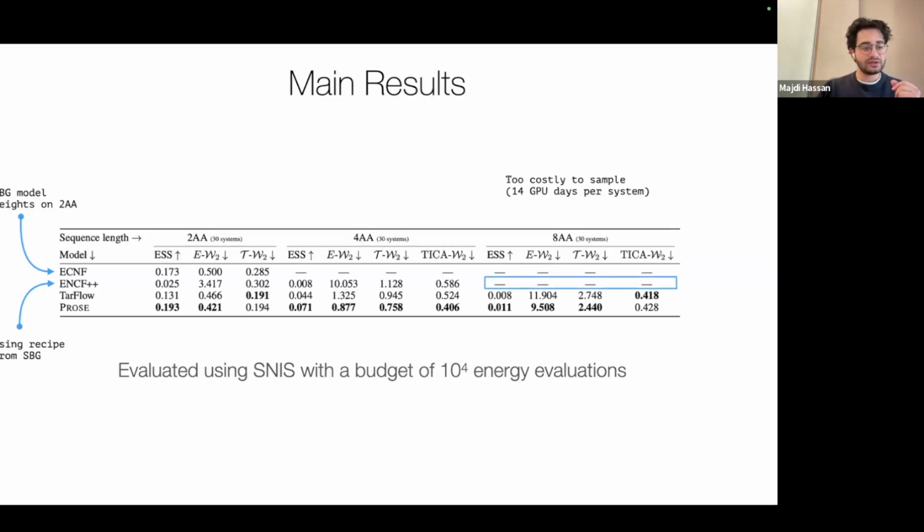We can see also that with ECNF, we were not able to train or sample from octopeptides because it was just too costly. It takes about 14 GPU days to sample per system. Thus, this emphasizes the need for fast likelihood estimation as system sizes grow. And we can also see that Prose overall performs pretty well across all system sizes. And it's, to our knowledge, the first example of transfer across scale, of sequence lengths and across different systems, at this magnitude.